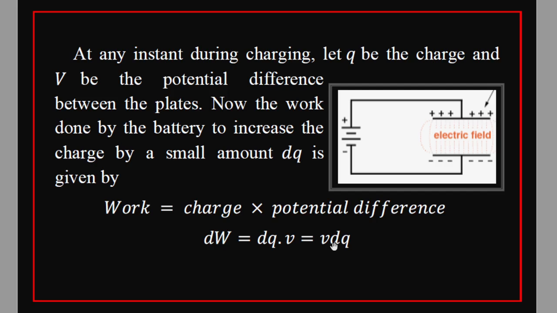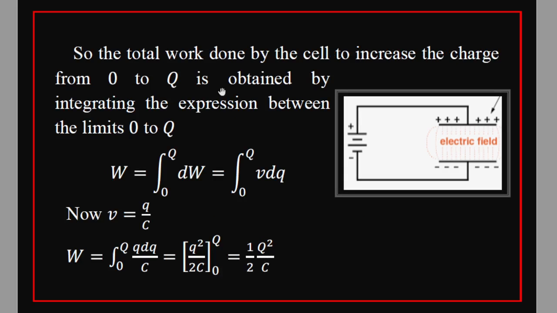Therefore, the total work done by the battery to increase the charge from 0 to capital Q is obtained by integrating this expression, because each time the battery is delivering a small amount of charge dq. So integrating this expression, we get the total work done by the battery.